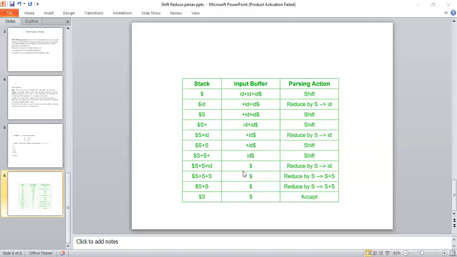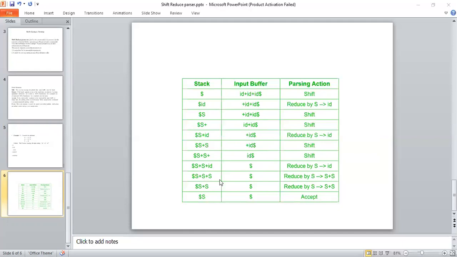Then again this id I'm reducing. S tends to id, this id is reduced by its equivalent S. Now the stack is dollar S plus S plus S. Now my input string is dollar only. All the data from the input string is pushed into the stack, so that my input string is empty. Dollar means empty.